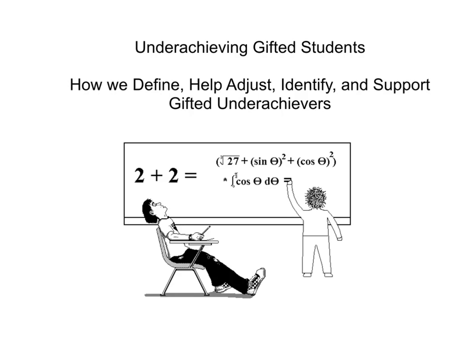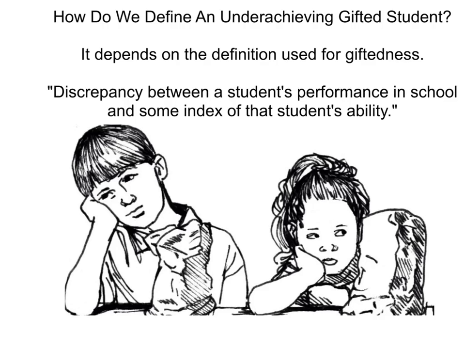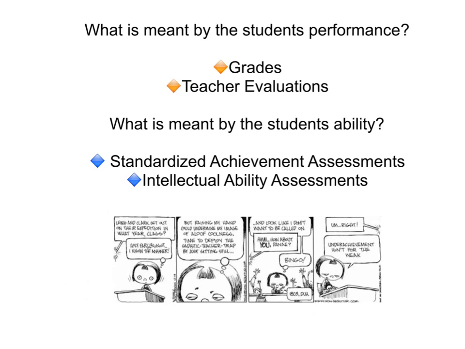Underachieving gifted students. How I define, help adjust, identify, and support gifted achievers. How do we define an underachieving gifted student? It depends on the definition used for giftedness. Discrepancy between a student's performance in school and some index of that student's ability.